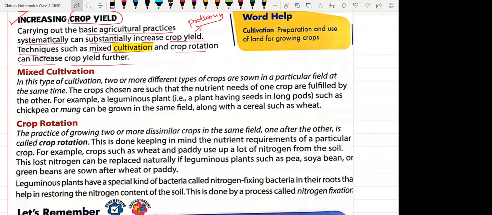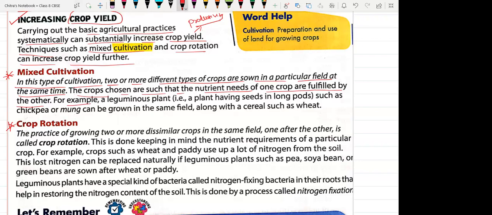Productivity of the crop is called yield. Now we have two important processes called mixed cropping or mixed cultivation and crop rotation. In mixed cropping, two or more different types of crop are sown in a particular field at the same time, in a particular pattern. The crops are chosen such that the nutrient needs of one crop are fulfilled by the other. One is going to absorb the nutrition, and the other is going to form it.